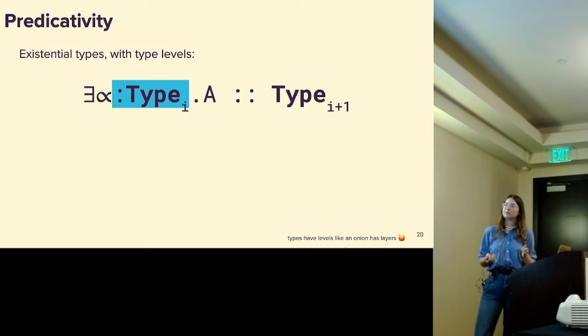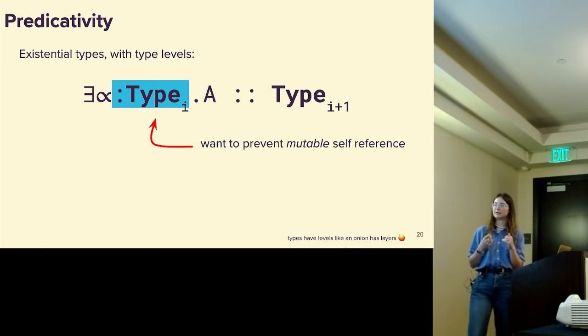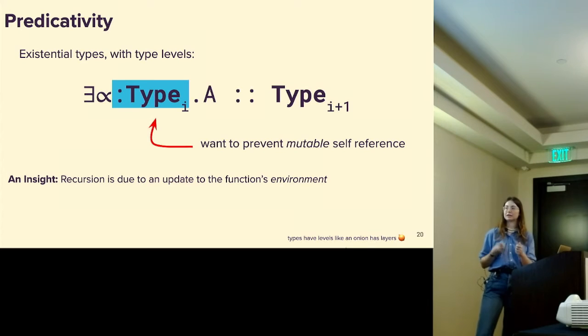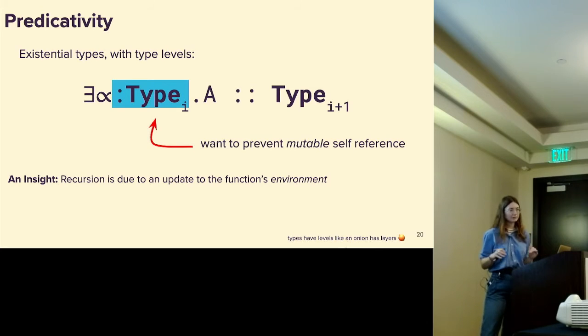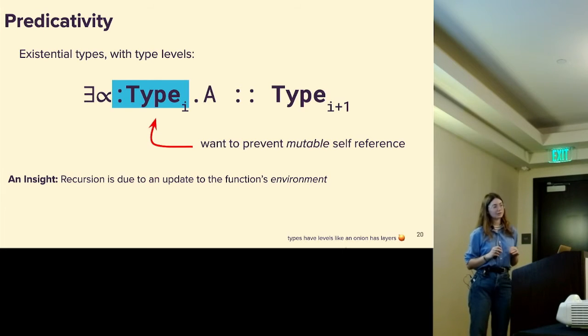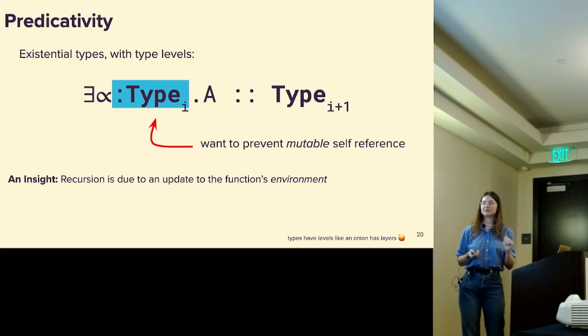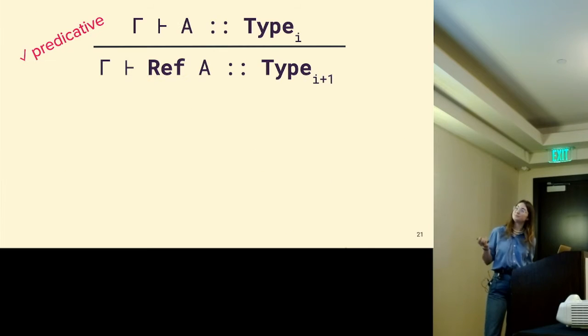So if we think a little bit further about what we really want to prevent in our functions, we want to actually prevent the ability to have mutable self-reference. And this kind of relates back to our idea that this recursion is due to the update to the function's environment. So we don't want to prevent any self-reference, but in particular mutable self-reference. And so this leads us to define instead a predicativity restriction on references. So let's take a look at what that would look like.